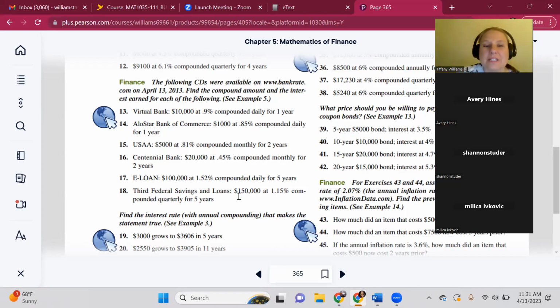Anyways, even though it's a CD, it's still going to work the same way here. So we've got Third Federal Savings and Loans. So we get $150,000 at 1.15% compounded quarterly for 5 years. So that's still the same exact formula. So let's go to a whiteboard here. Let's look at the formula.